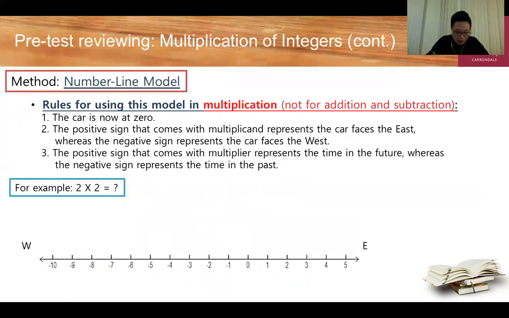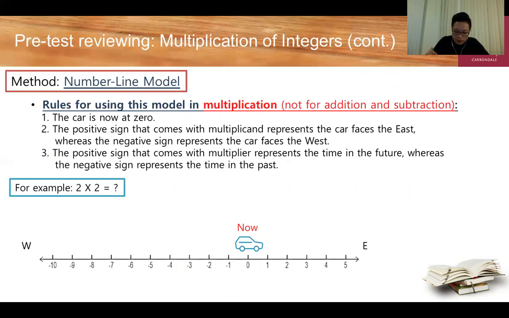Okay. So the car now is at 0. The positive sign that comes with multiplication represents the car facing the east. The negative sign represents the car facing the west. Okay.